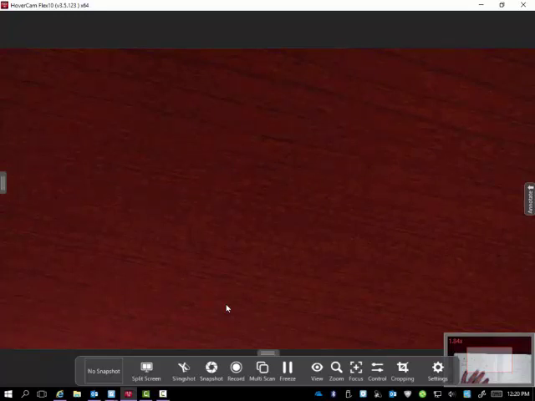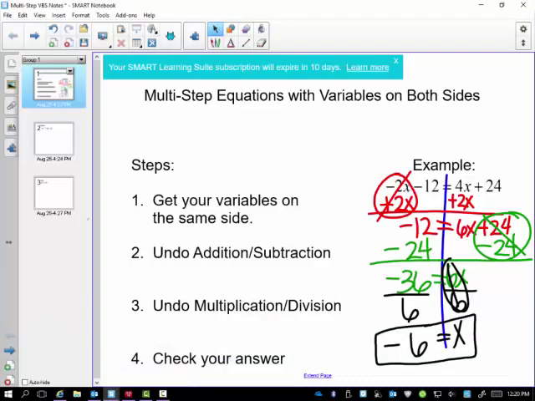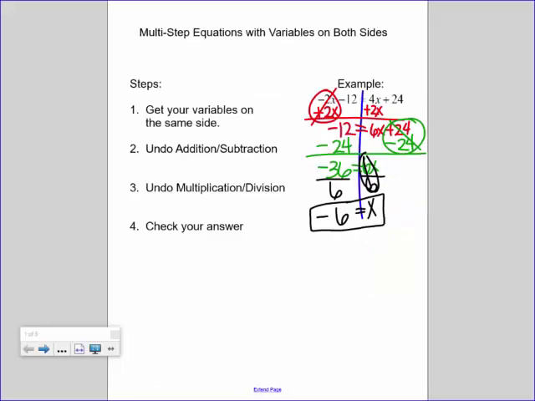Okay, so let me show you what I want to see on your check step. Now, some of you may remember how to check. Does anybody remember how to check? No. Okay. What are we going to do? You put the negative 6, which is x, in the x spot of the original equation. We just said that x is negative 6, right? So we're going to take that negative 6 and plug it into the original equation.